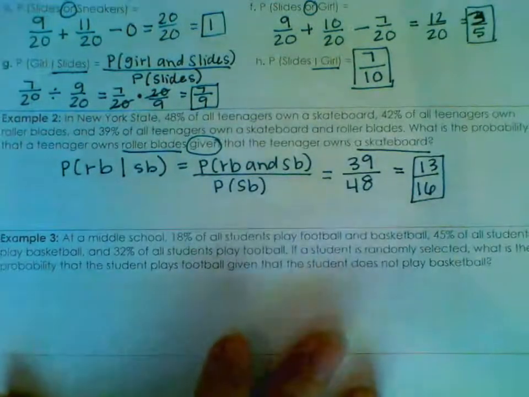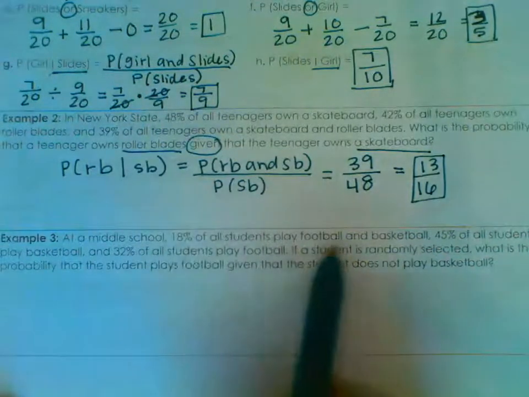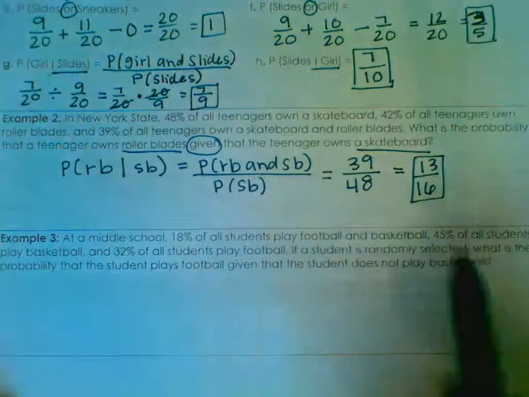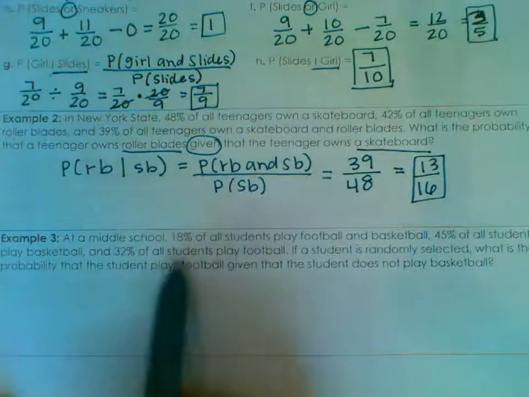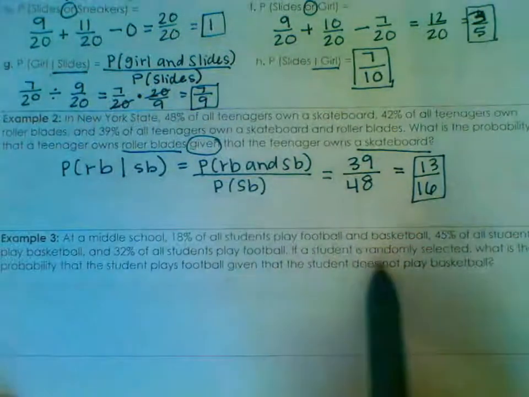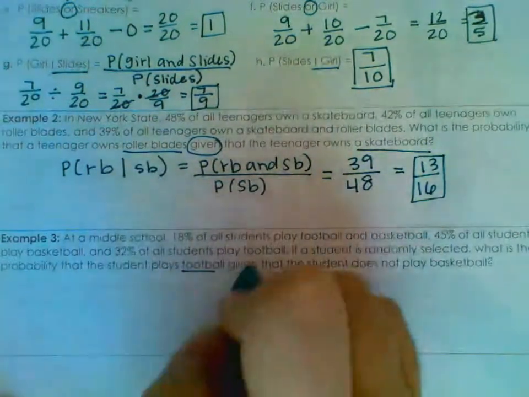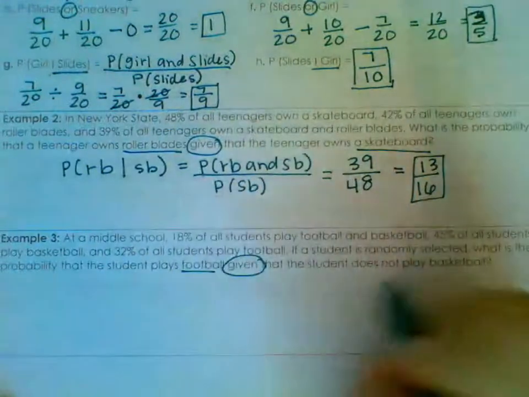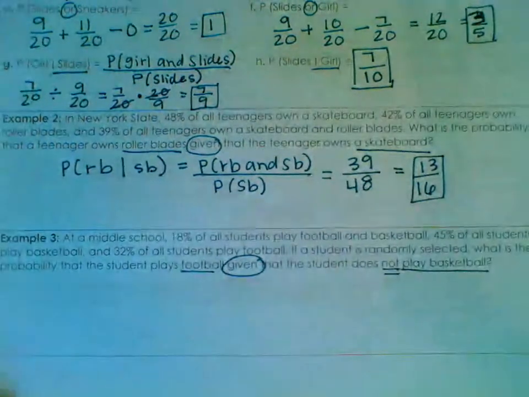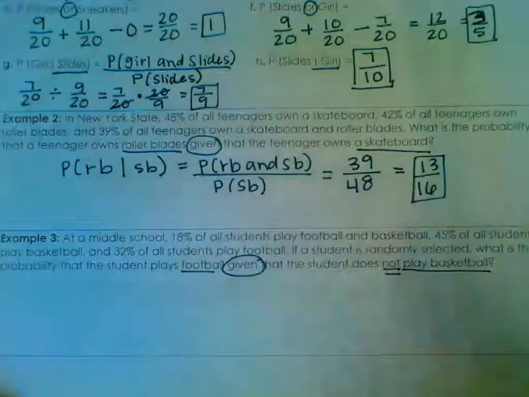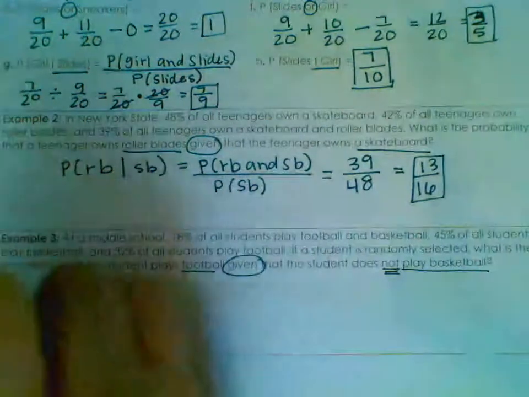Okay, in example 3, at a middle school, 18% of all students play football and basketball. 45% of all students play basketball. 32% of all students play football. If a student is randomly selected, what is the probability that the student plays football given that the student does not play basketball? So let's set this up. Make sure you notice that keyword not there.